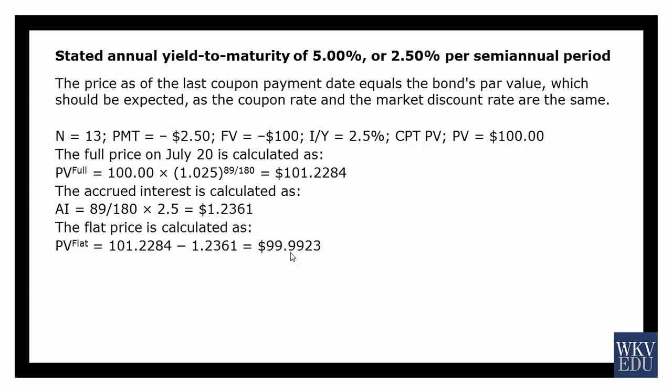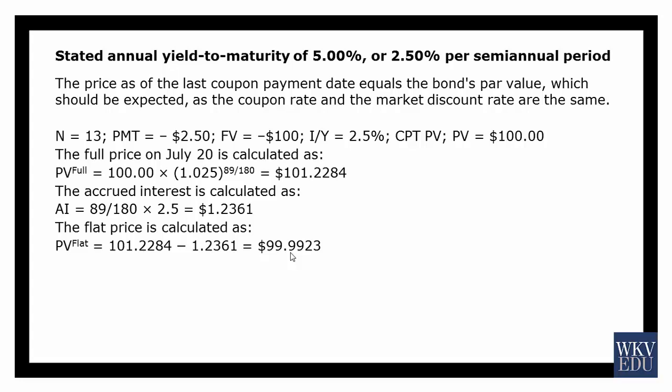However, do note that this interest income is expected to be received on the next payment date, so theoretically, the true accrued interest should actually be the present value of 1.2361 as of the settlement date. In practice, the calculation of accrued interest neglects the time value of money, and therefore reported or computed accrued interest is slightly overstated, which results in a slightly understated flat price. Note that the full price is theoretically accurate as it is calculated as the sum of the present value of the future cash flows as of the settlement date.